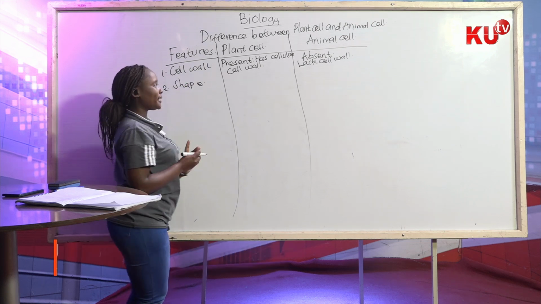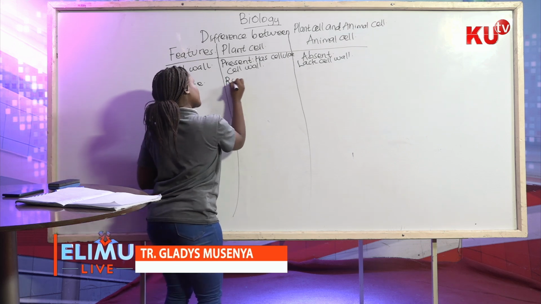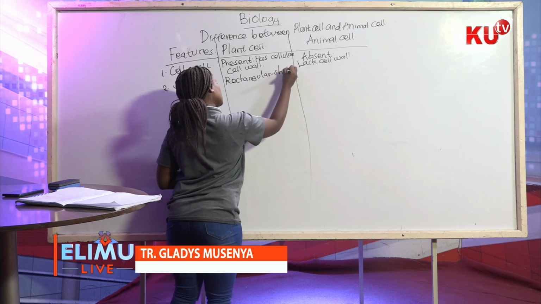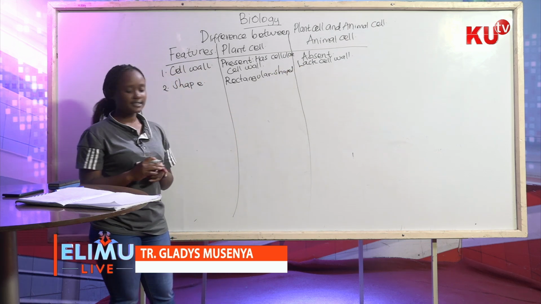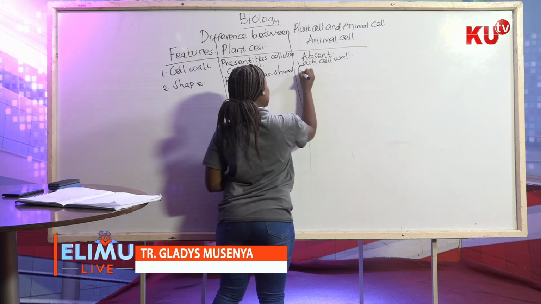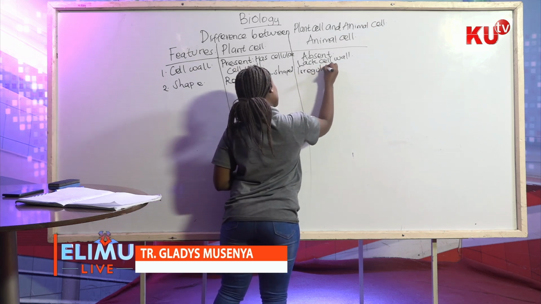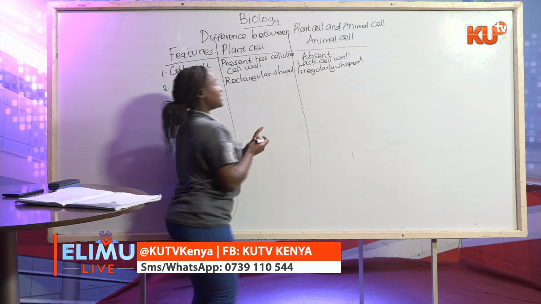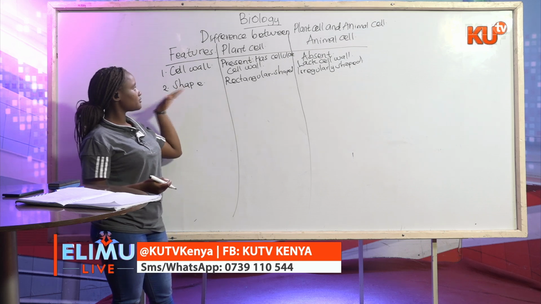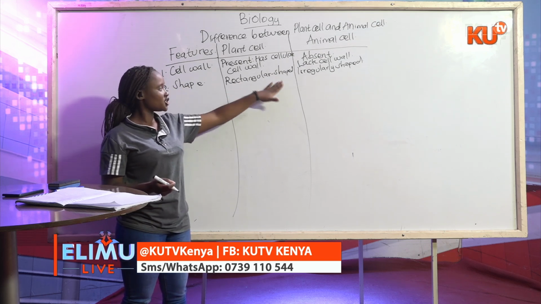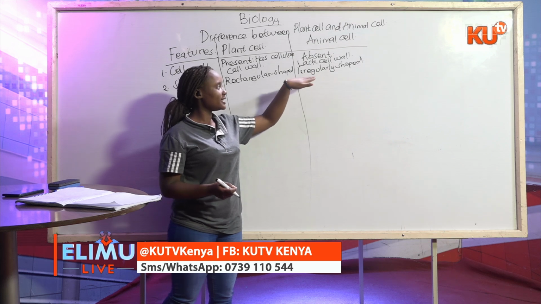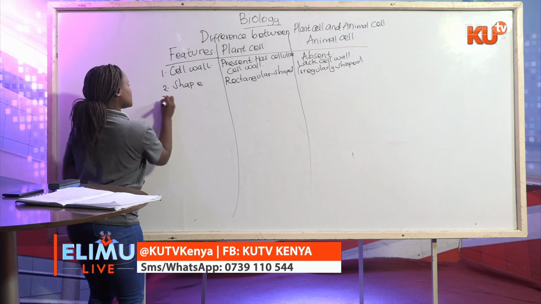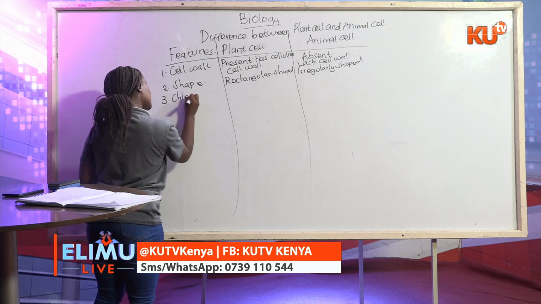The shape of the plant cell is rectangular shaped, and in animal cell it is irregularly shaped. In plant cell, it is rectangular in shape, and then in animal cell it is irregularly shaped. Now we go to our third feature, chloroplast.